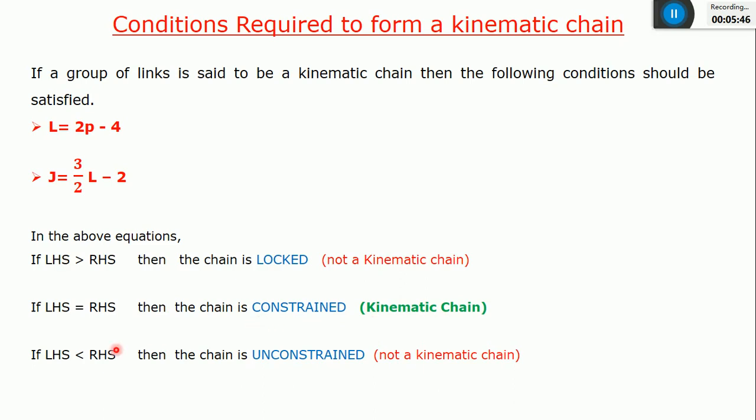Okay, and if this LHS is less than RHS, then such a chain is called an unconstrained chain. Okay, unconstrained chain. So it means if the LHS is equal to RHS, then only I can call such a group of kinematic pairs a kinematic chain.